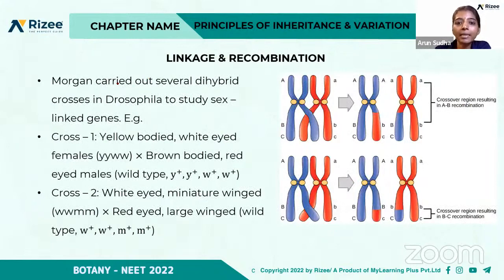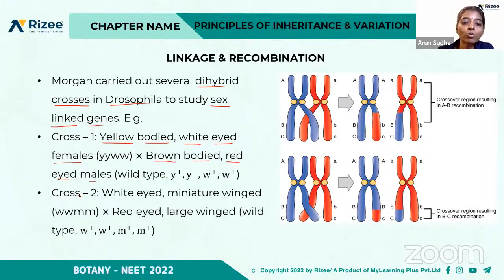So what he did is he carried out several dihybrid crosses. What is a dihybrid cross? He chose two different characters, right? He carried out several dihybrid crosses in Drosophila to study the sex-linked genes. So what do you mean by sex-linked genes? That is, if they are associated with the X and Y chromosome. Okay. So in cross 1, he crossed yellow-bodied, white-eyed females with brown-bodied, red-eyed males. So this is the wild type gene, and he crossed both of these.